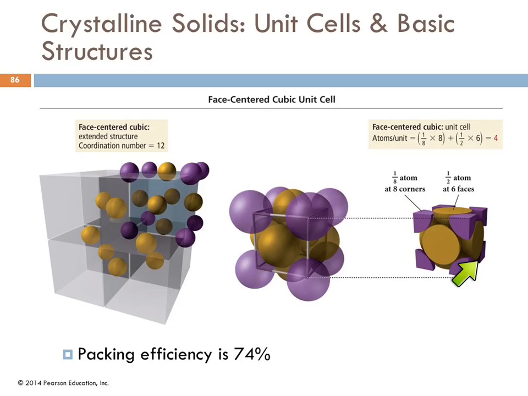So there's the cutaway unit cell. Here's how it's fitting into the lattice, and here we're blowing it up so that we can see what the coordination number is. So we're going to look at this guy in the corner, and now the coordination number is 12. That's a little harder to see, but he's actually touching 12 different atoms. Packing efficiency is higher, 74%.